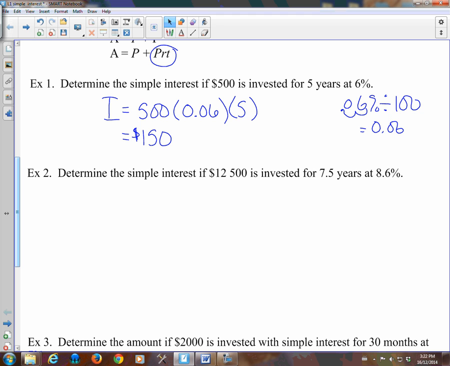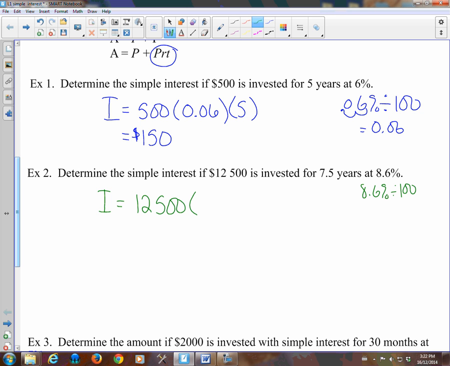Determine the simple interest if $12,500 is invested for 7.5 years at 8.6%. Same deal. Principal, much larger, 12,500 times the rate. Take your rate, divide it by 100, 0.086. So my R value is 0.086 and 7.5 years, so 7.5 is my time. 12,500 times 0.086 times 7.5. I'm thinking that number is a little high. Let me double check that for a minute. Nope, $8,062.50 in interest.